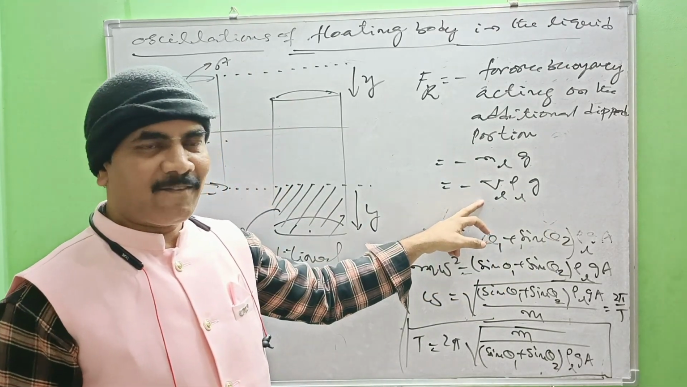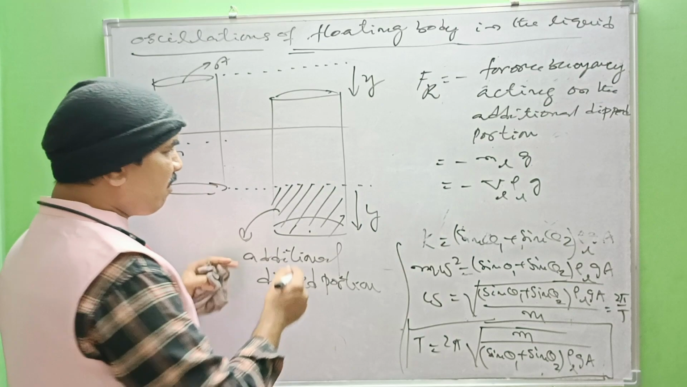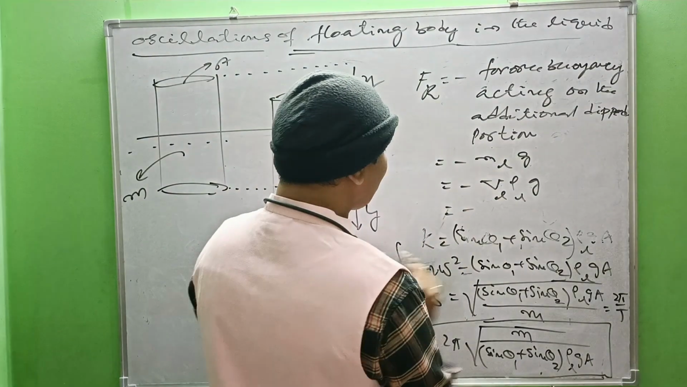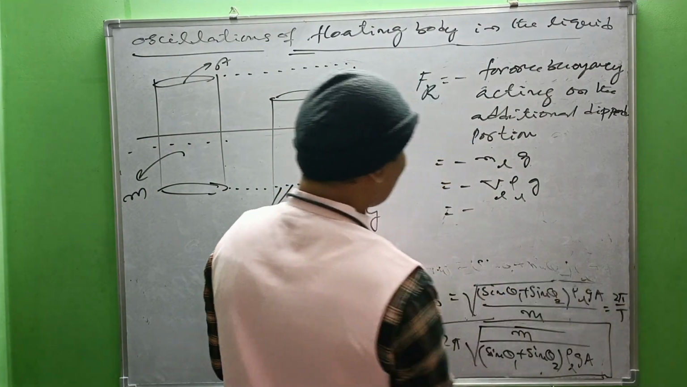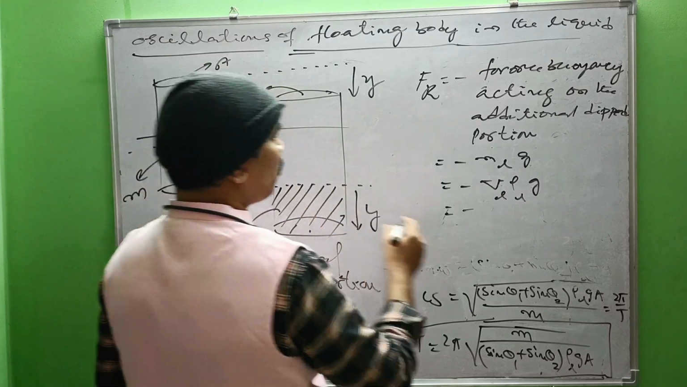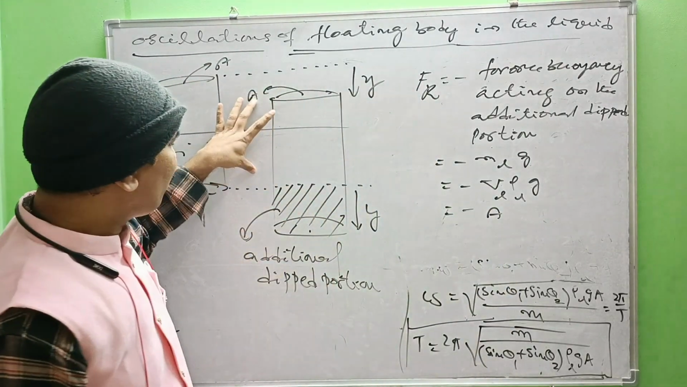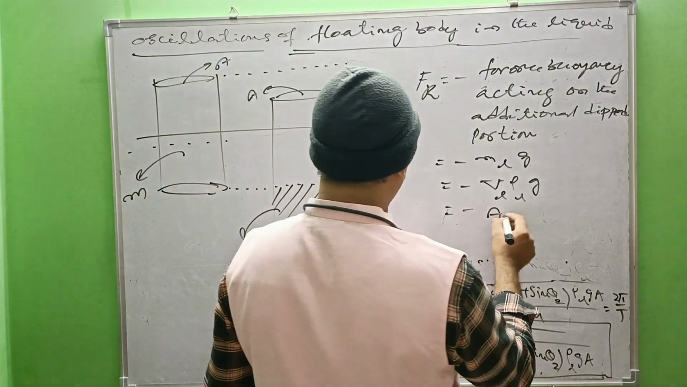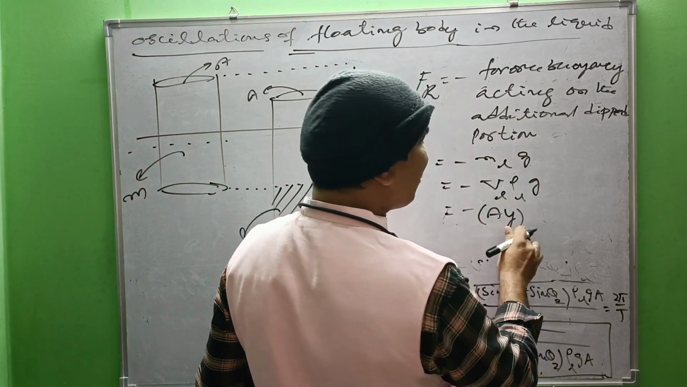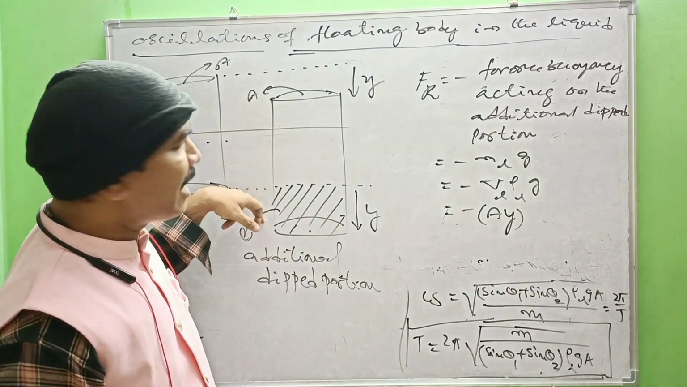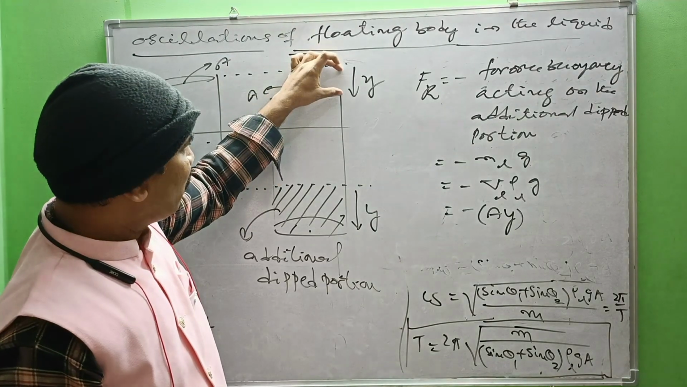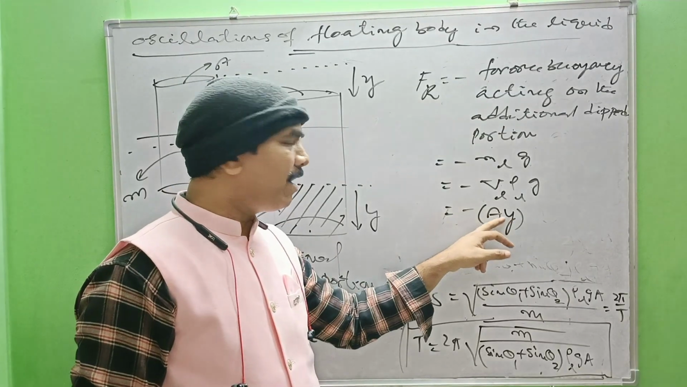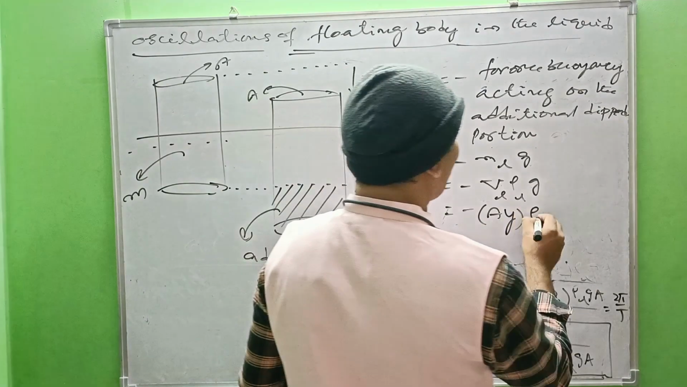See here, V L means volume of the liquid displaced. Volume is area into length. So what is the cross section here? A. So area into length means what? Not the total length, but the additional dipped portion. The length of the additional dipped portion is y, so that is A into y. We should not consider the total length of the object. Whatever the distance it is further submerged, that only will be taken. That is area into additional dipped length into density of the liquid into g.